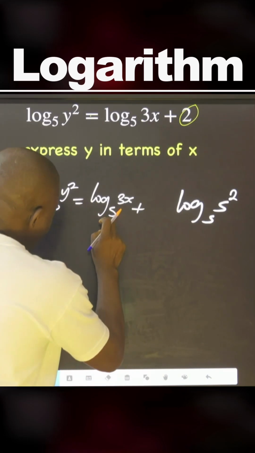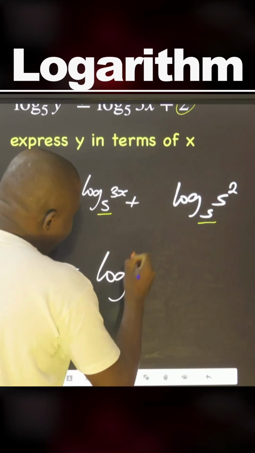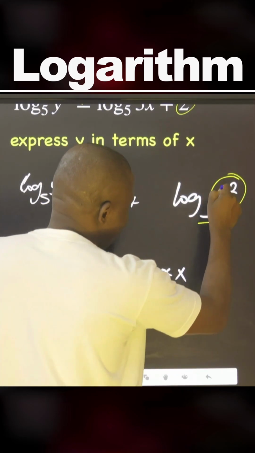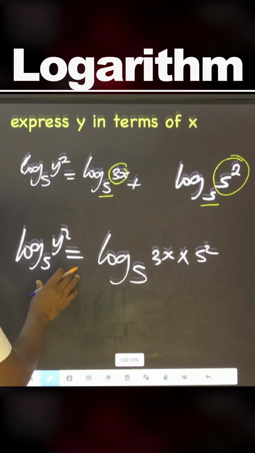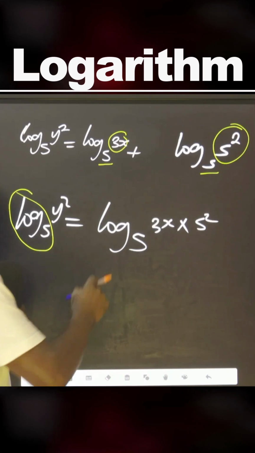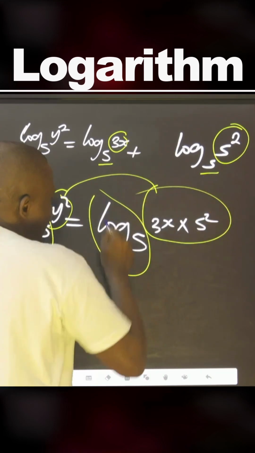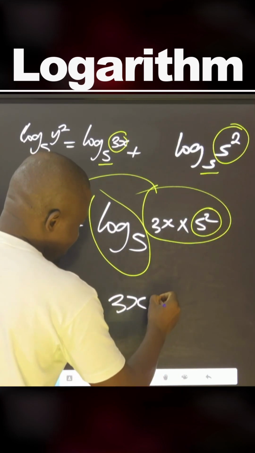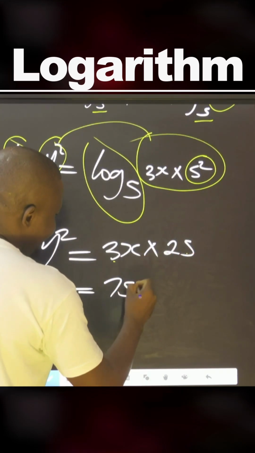Because this is base 5 and the other one is base 5, we can bring them together to have log to the base of 5, this multiplied by this. That is 3x multiplied by 5 raised to the power 2. And you agree with me that this is base of 5? Base of 5. Therefore, we can equate their children. That is, this is equal to 3x. What is this, by the way? This is 25. This is equal to, this multiplied by this will give us 75x.